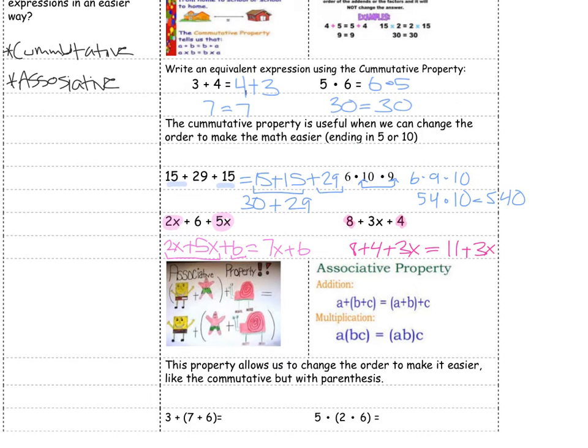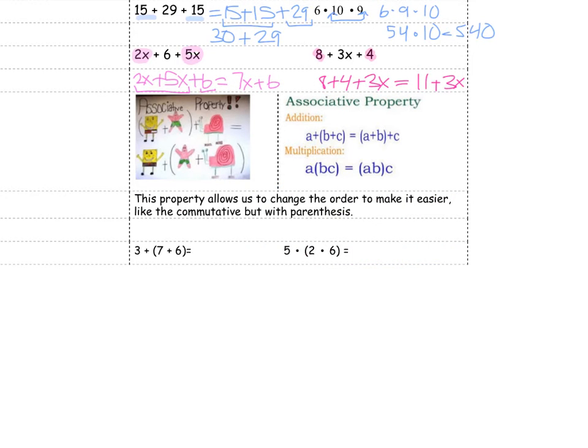Let's move on to the associative property. Like the commutative property, we're able to move things around, but the associative property just uses parentheses. So notice down here it says the property allows us to change the order to make it easier, like the commutative, but with parentheses. So what I mean by that is with addition, you can have A plus, in parentheses, B plus C, or A plus B, parentheses, plus C.